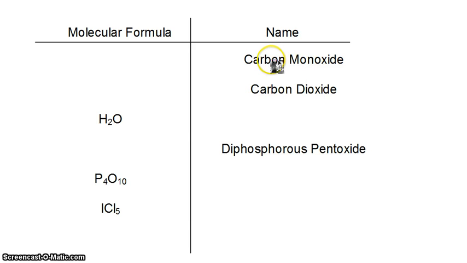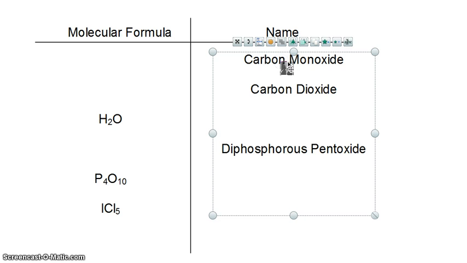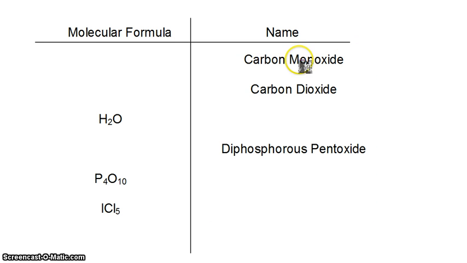So carbon monoxide is one carbon, one oxygen. So it's just CO. Whereas carbon dioxide is one carbon, two oxygens, so it is CO2.